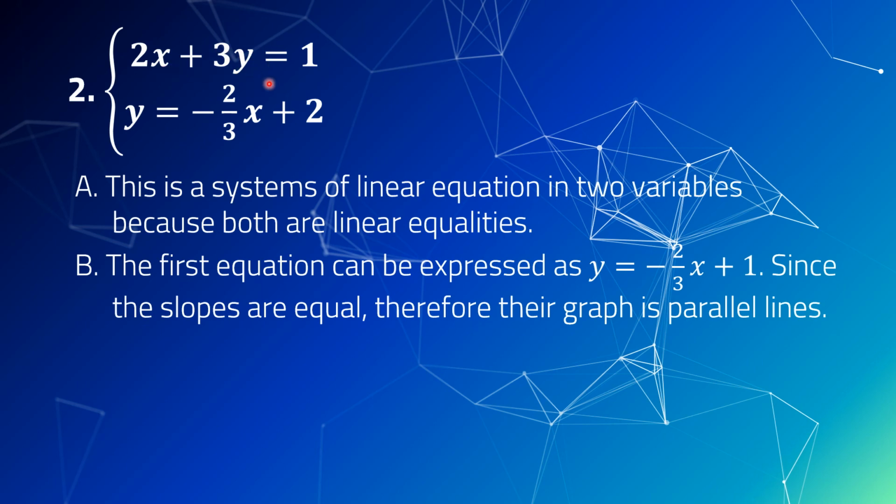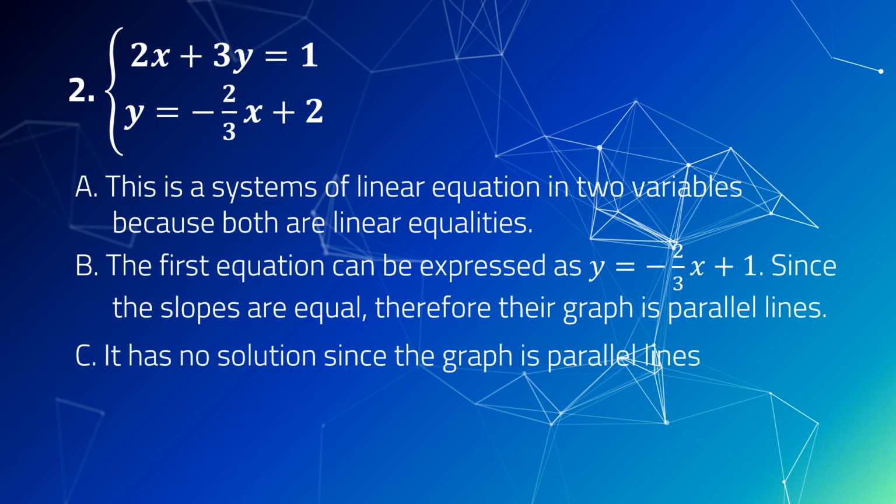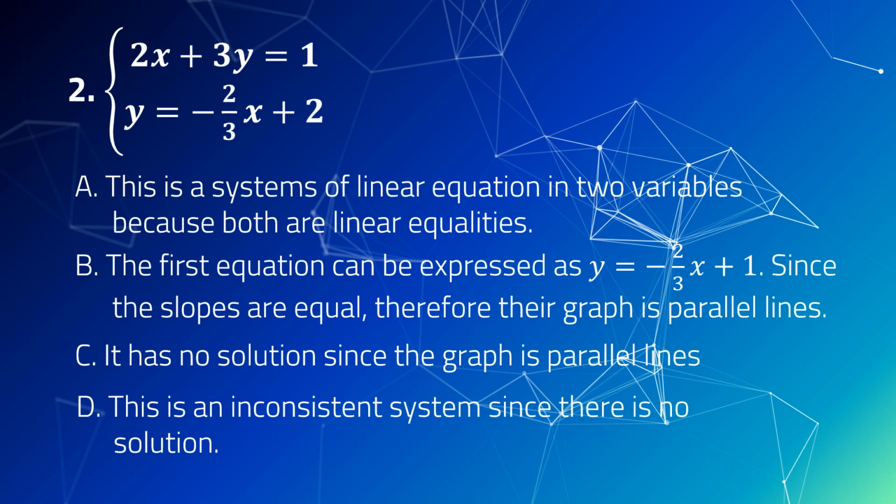slope-intercept form, so this one is equivalent to y is equal to negative 2/3 x plus 1. Since the slopes are equal, their graph is parallel lines. Since this is parallel lines, there is no solution. And since there is no solution, this is an inconsistent system.